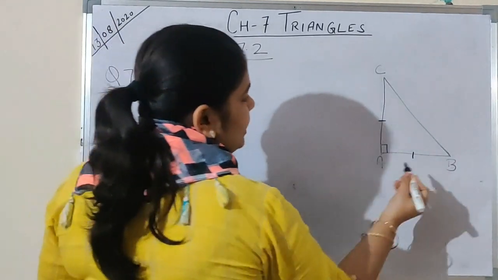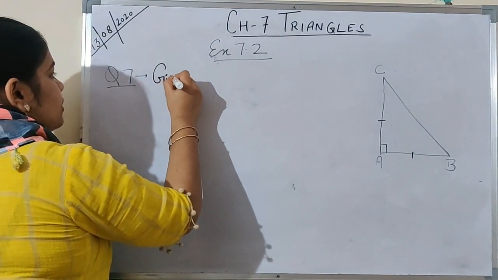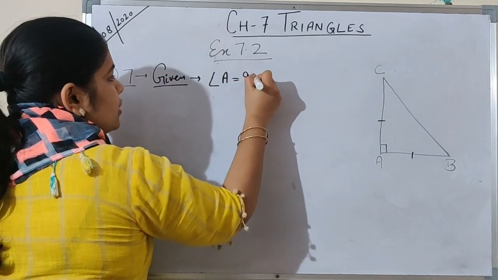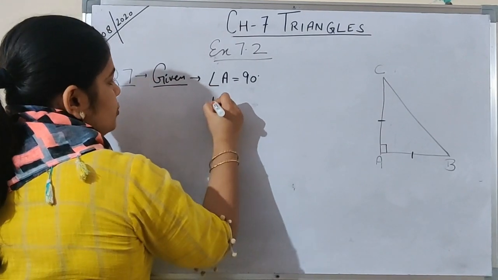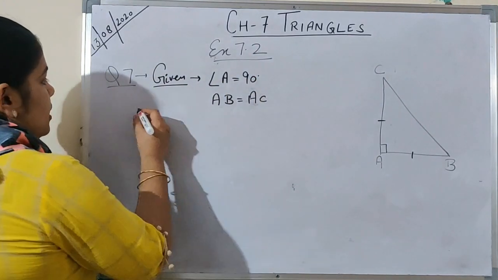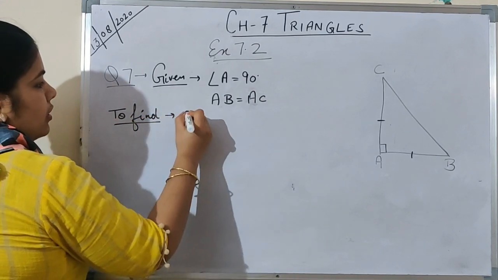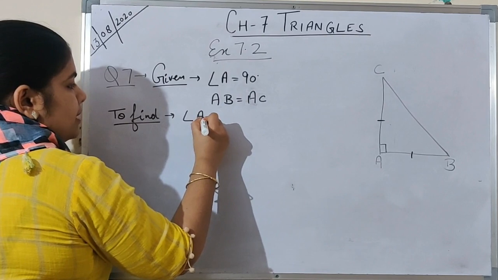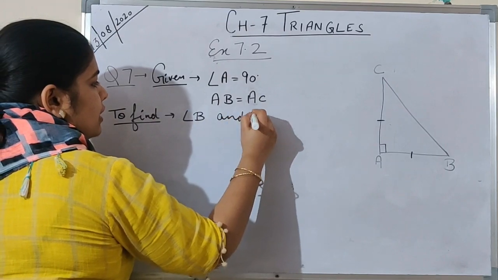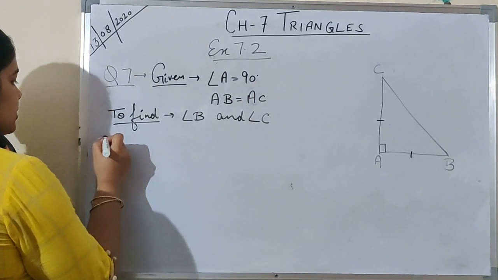What we have to find? We have to find angle B and angle C from this figure. So first, let me write what is given to us. Given is that angle A is equal to 90 degrees. The second thing given to us is that AB is equal to AC. Now, what we have to find? We have to find angle B and angle C according to the figure. Now how to do this?